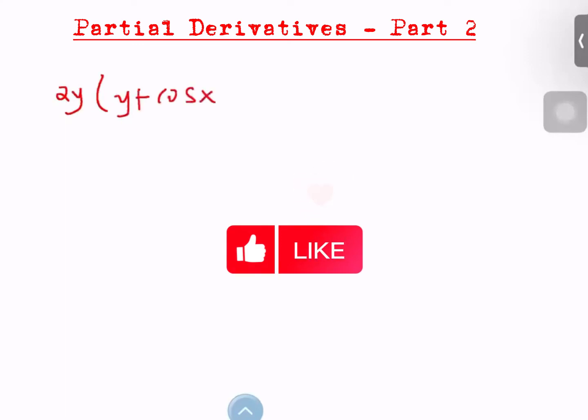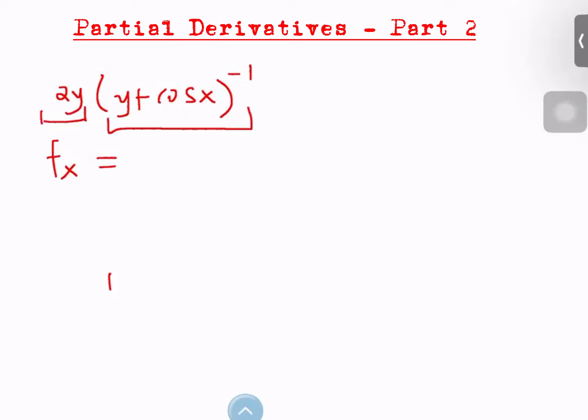So now when it's like that, let's get started. 2y into y plus cos x power negative 1. Now let's start with f of x, with respect to x. These are two terms. We have the first one, which is 2y, and then the second term is all that. In partial derivatives, we start with the first term, differentiate with respect to x, and the result you get, you multiply by the second term the way it is, plus the first term the way it is multiplied by the derivative of the second term.